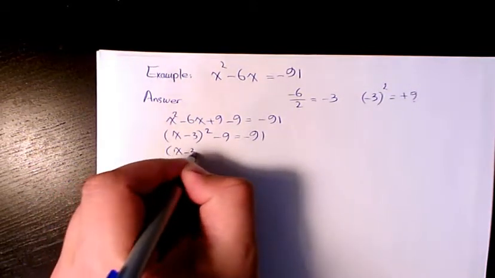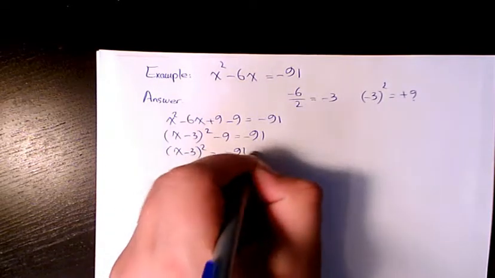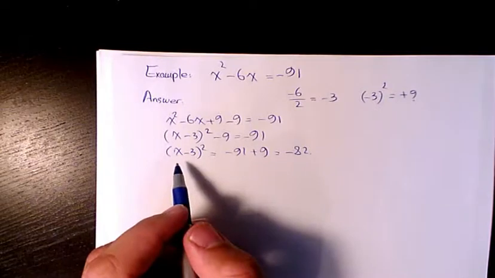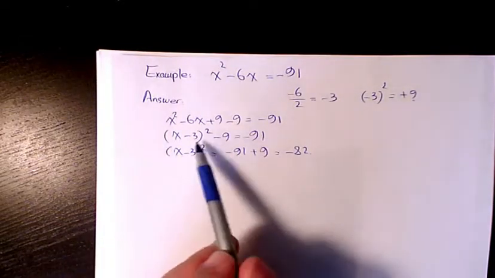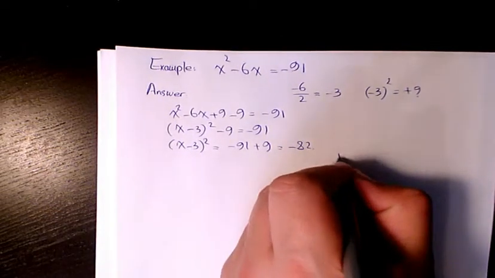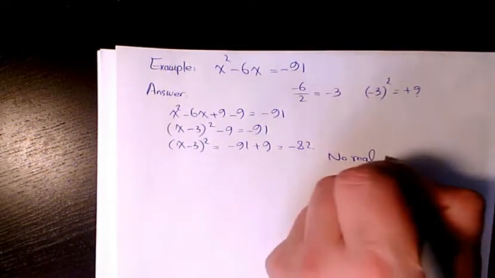So I have (x minus 3) to the power of 2 equals negative 91 plus 9, which is negative 82. So there is no real solution to this equation, because we have a square equal to a negative number. There is no real solution.